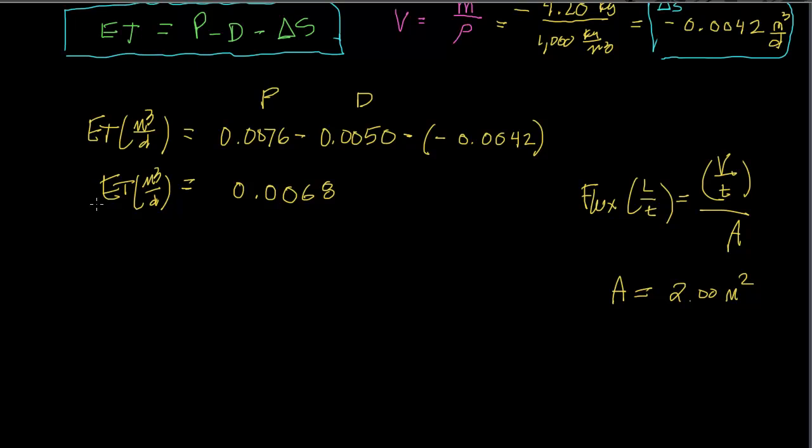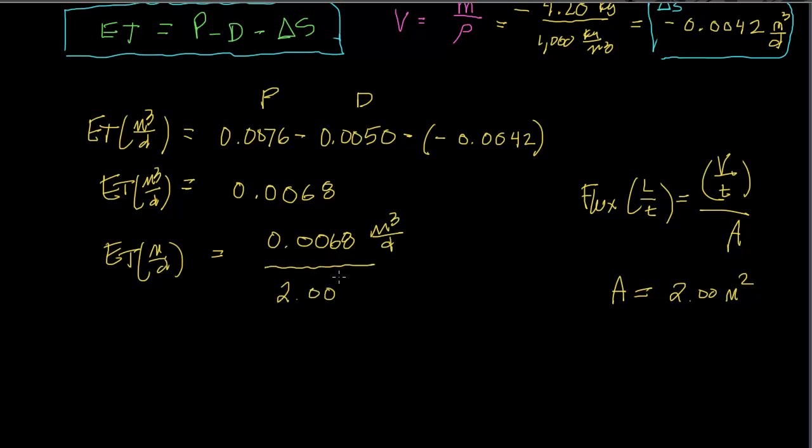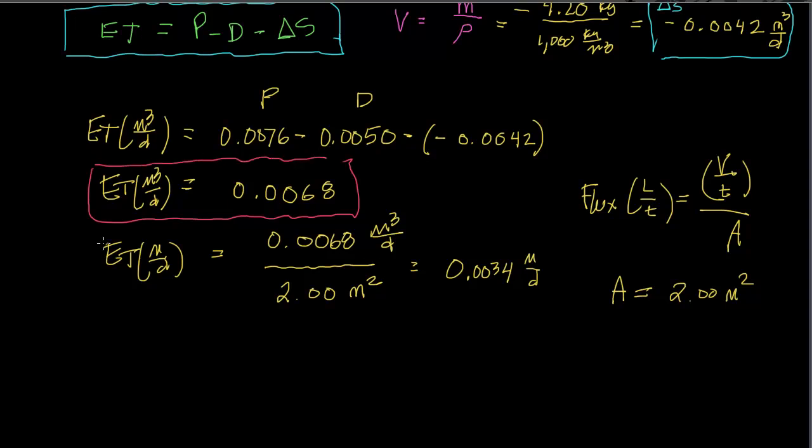So to get my flux then, my flux, ET, the flux in meters per day will equal the volumetric flow rate, 0.0068 meters cubed per day divided by 2.00 meters squared. And if I carry out that operation, I get 0.0034 meters per day. So let's put little circles around the answers here. So here's one answer. And this is the second answer I was asked to get here.